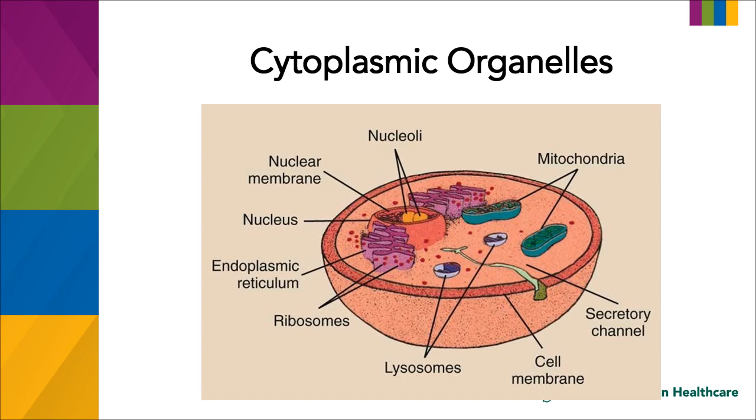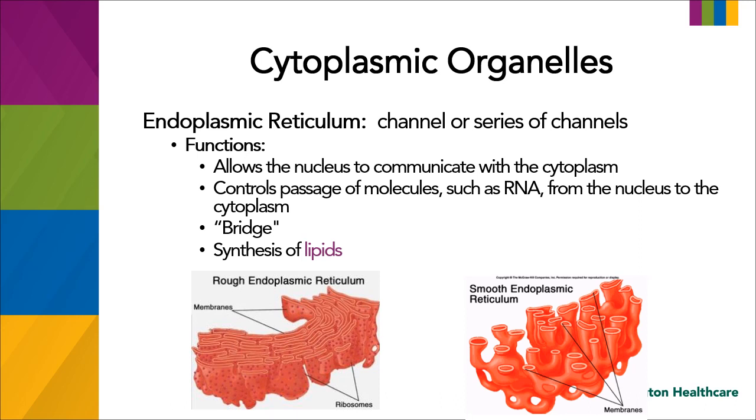As far as cytoplasmic organelles are concerned, there are several that we're going to talk about. The first one is the endoplasmic reticulum. This is a channel or series of channels, and its functions are that it allows the nucleus to communicate with the cytoplasm. It controls the passage of molecules such as RNA from the nucleus to the cytoplasm. It serves as a bridge, and the process of synthesis of lipids occurs within it.